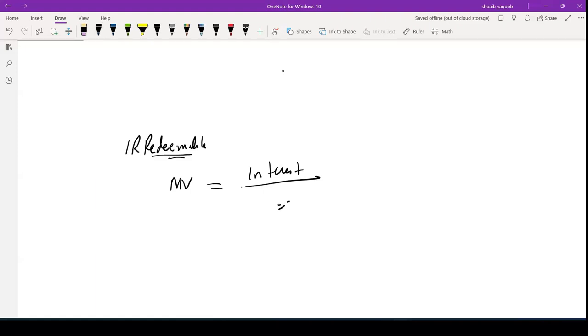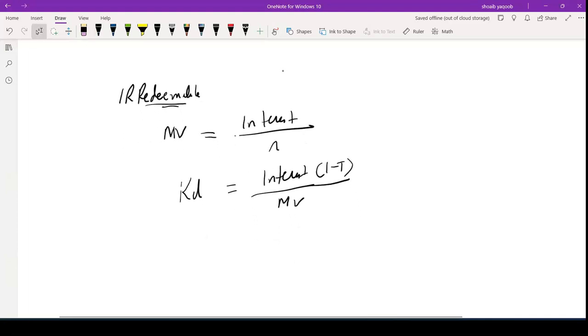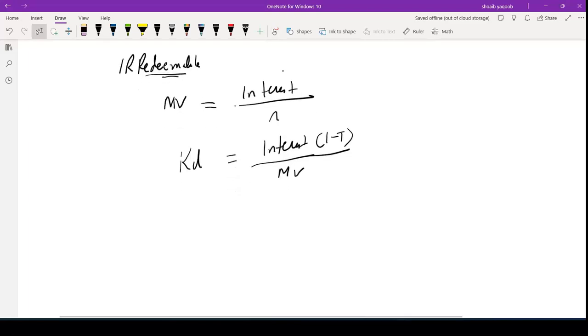So what I have done, divide the interest by the required return to get market value. And how to calculate the required return? Interest over market value. And how to calculate the KD? Simply after-tax the interest. So KD is interest into 1 minus T divided by market value. That is irredeemable debt. What about the redeemable debt, which I have just covered?